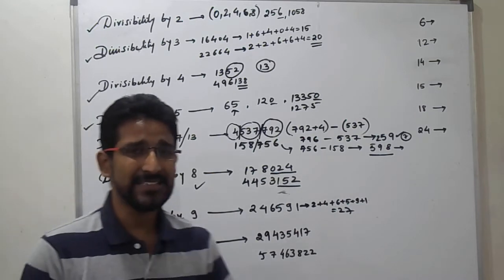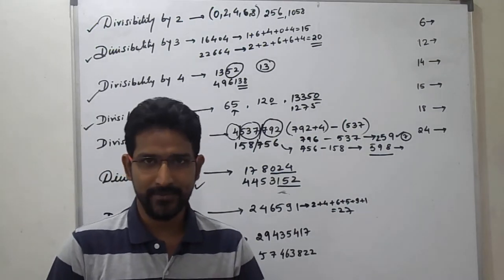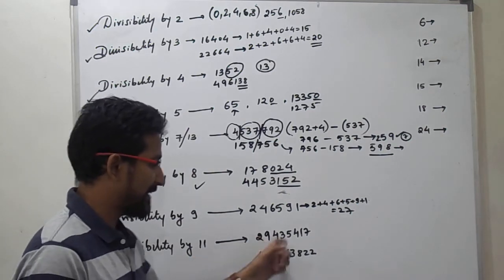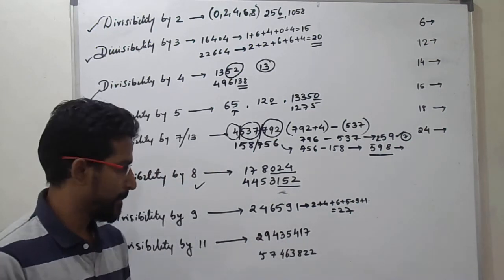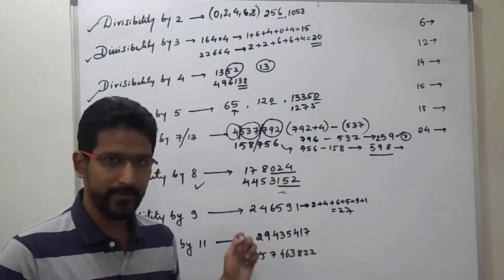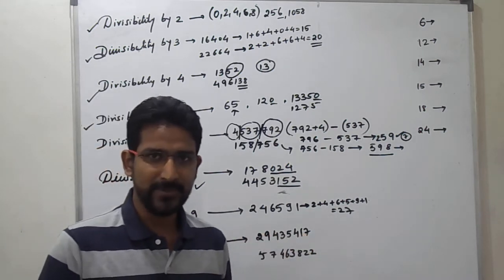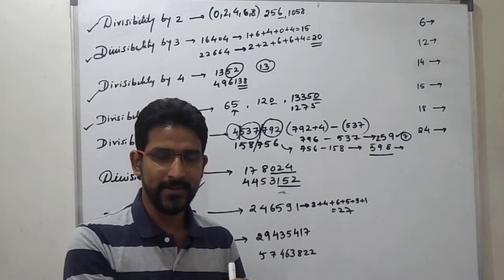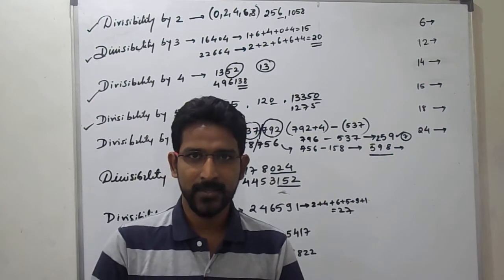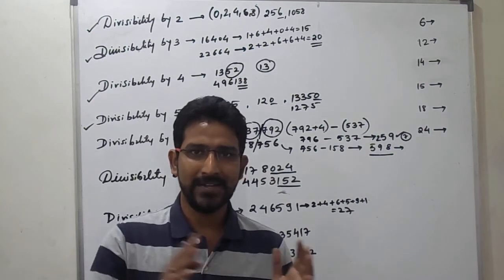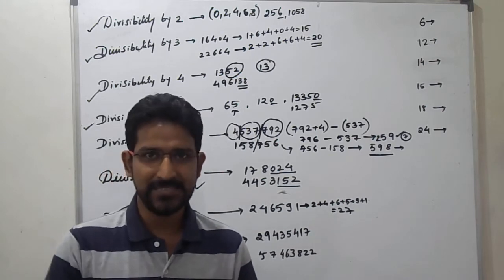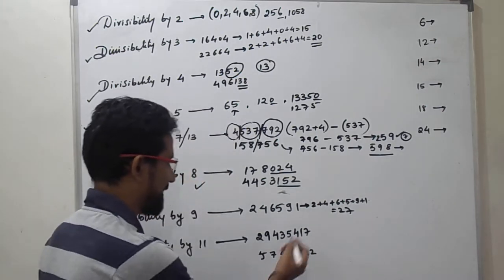Now next is divisibility by 11. How can you find out whether the number is divisible by 11? So in this, what you have to do, again you have to take the values at the odd places, starting from the right hand side. So you have to add all the values at the odd places, and you have to add all the values at the even places and subtract them. So we'll take the example here.